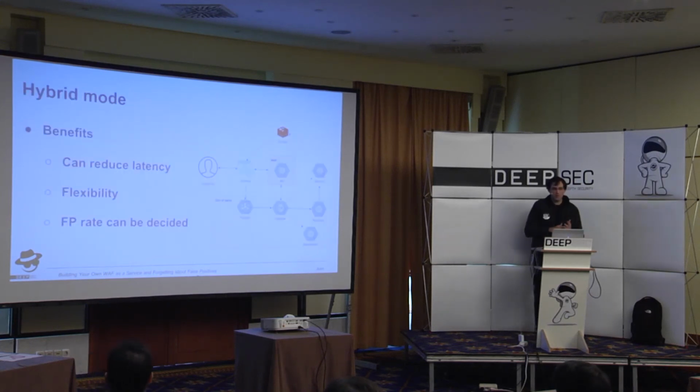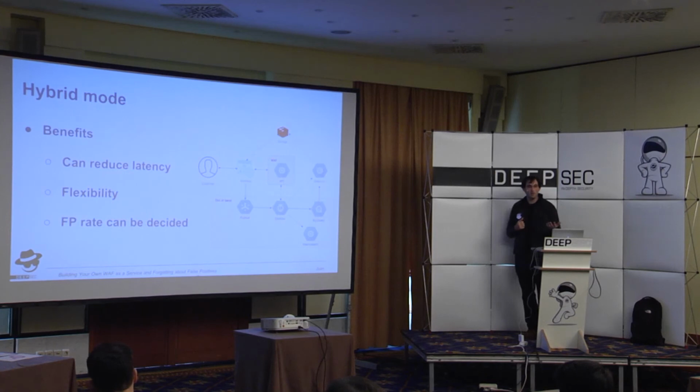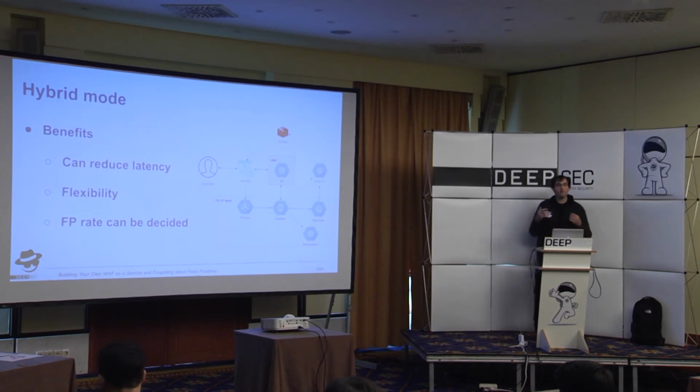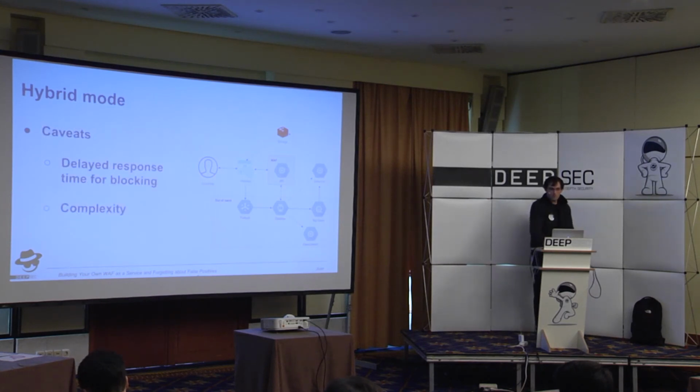So to go over this, basically, the benefits from this approach is that it can reduce the latency. It can add a lot of flexibility on how you want to manage each application. And you can decide the false positive rate. Based on each application, based on each threat model and risk acceptance, you can decide which false positive rate you want. And the caveat, of course, is that there's a delay time for blocking. And this is the big one.